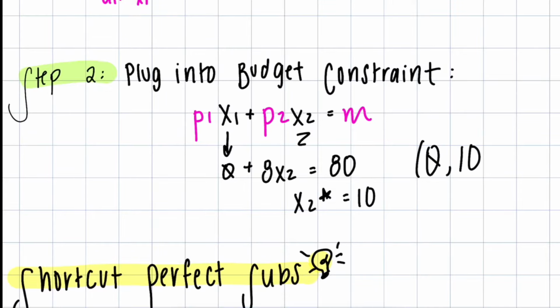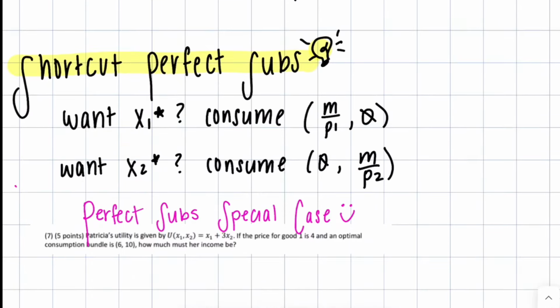A shortcut for perfect subs is we know when we want x1, we're just going to consume at that intercept. So instead of plugging it into the budget constraint, you can just do your income divided by the price of 1. If you want all of x2, you're going to do 0, m divided by p2 for your x2.